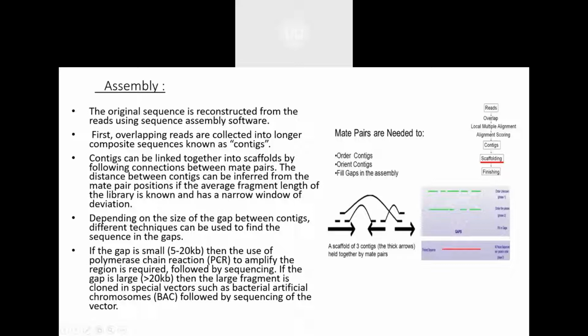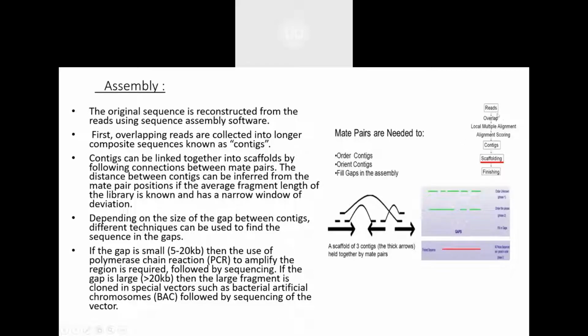Now, depending on the size of the gap between these contigs, different techniques can be used to find the sequence in the gaps. If the gap is small, that is 5 to 20 kb, then we can use PCR to amplify this region, followed by sequencing. If the gap is large, that is greater than 20 kb, then the large fragment is cloned in special vectors such as bacterial artificial chromosomes or BAC, followed by sequencing of the vector.